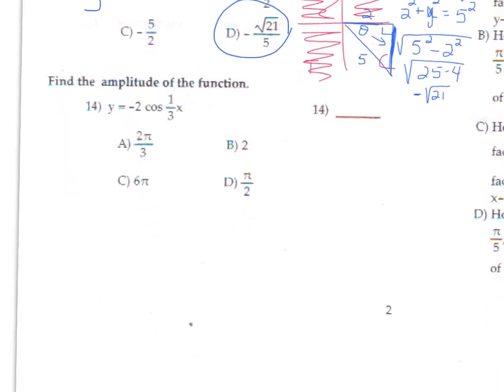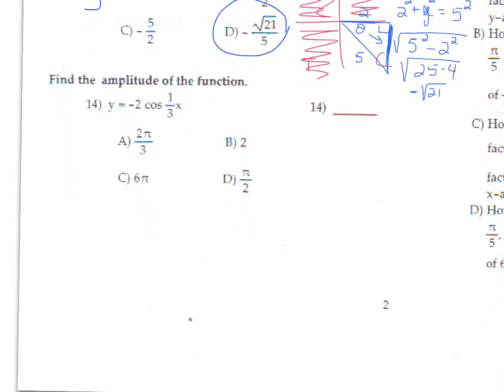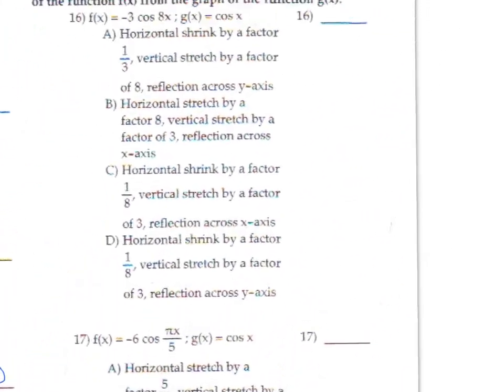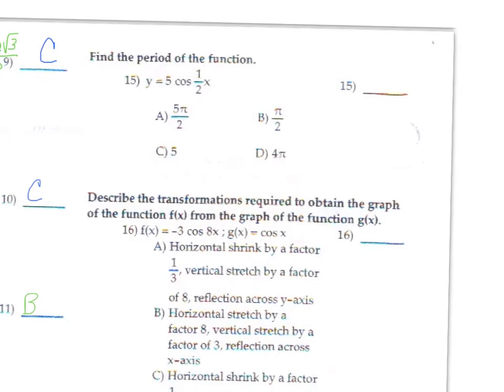Number 14. Find the amplitude. Okay, the amplitude is just the number in front of the sine or cosine, but it is the absolute value of that. So the answer is 2, B. Number 15. In problem number 15, you have to get the period. And as you know, the period is a number right next to the x. The formula for the period is 2 pi over b. So when you have 2 pi divided by 1/2, just keep in mind that you can multiply 2 pi by the reciprocal of the 1 over 2, which is 2. And that is 4 pi. That is D.